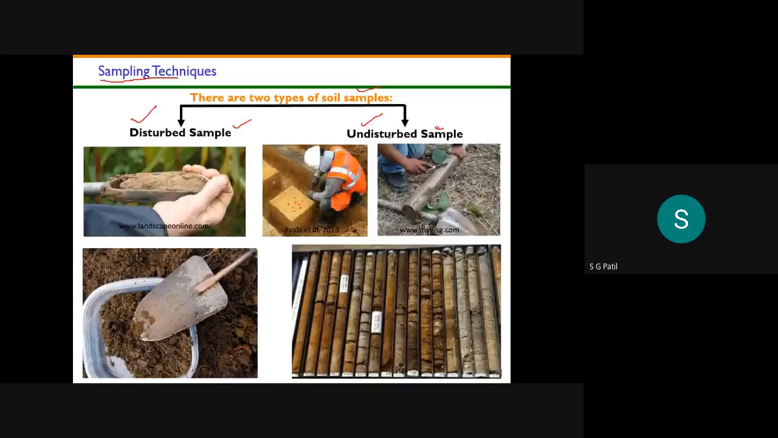Okay. Again, in the undisturbed samples, you can get either a block sample or a tube sample. I was telling you about the thin-walled sampler. So this is the thin-walled sampler.